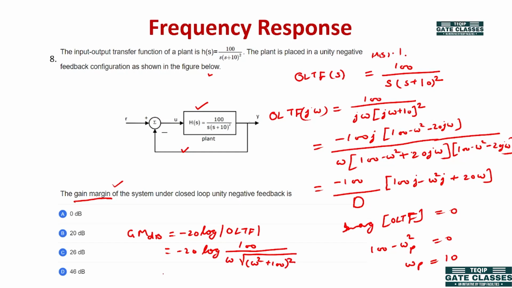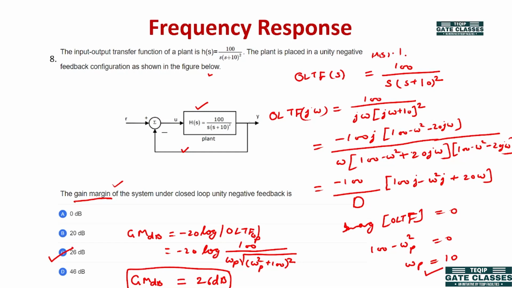So if we have omega equal to omega g, when we solve this we put the value of omega g as omega p, the phase crossover frequency. Okay, so we have calculated omega p as 10. When we put this value in this and solve, we get the gain margin in dB equal to 26 dB. So this is the correct answer for this question.